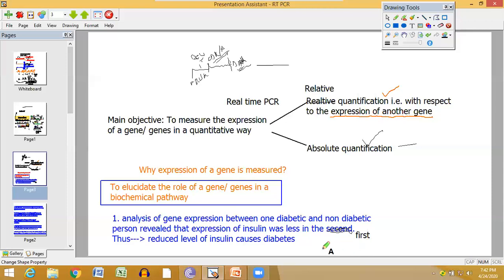Thus, what is the conclusion? That a reduced level of insulin causes diabetes, because in the first patient, the insulin level was reduced. So, we know insulin is a protein. That means depletion of this protein caused diabetes. So, that means the gene is downregulated. It is a beneficial gene downregulated. That's what is causing diabetes. Then we will move to the next slide here.